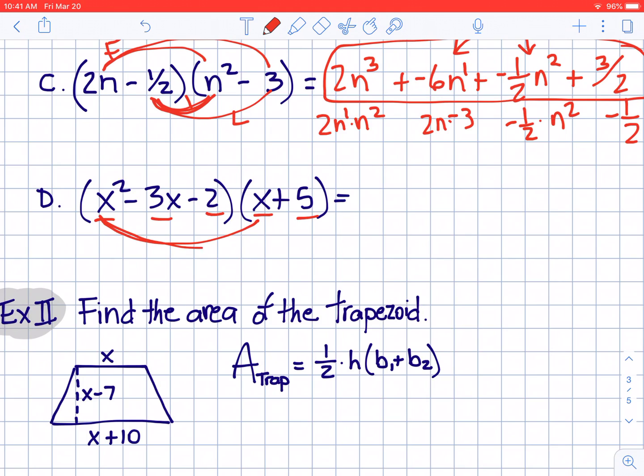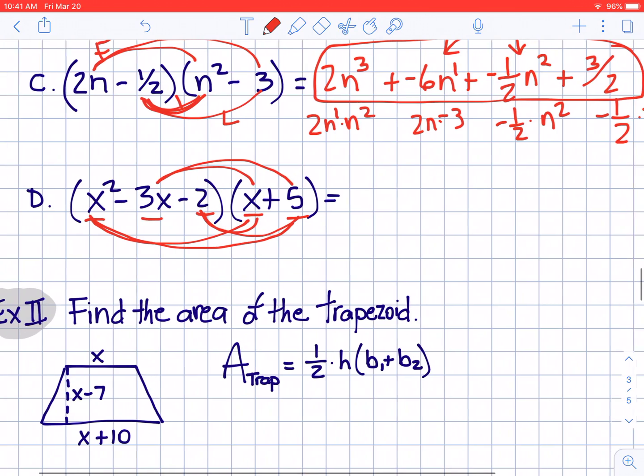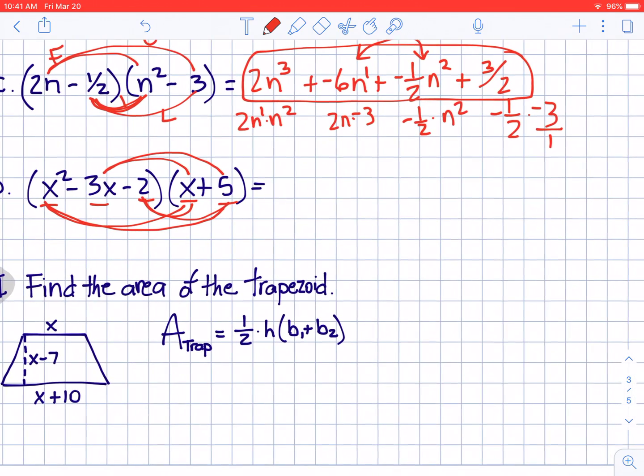And so we're going to take the x squared times the x and the x squared times the 5. And then we'll take the 3x times the x and the 3x times the 5. And then finally we'll take the negative 2 times the x times the 5. So that's 6 multiplications that we have to do over here. Again, we'll keep track of them bit by bit.